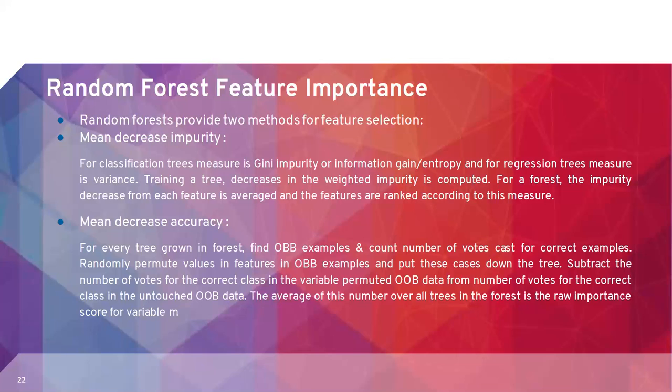Now, if after permutation there is no decrease, that means that attribute doesn't contain information, because permutation disturbs the exact data for a given example. So if permutation doesn't decrease the accuracy, that attribute has no information. The attribute which has the maximum decrease in accuracy, in the overall grand average over all the trees put together, this mean decrease in accuracy can be used as a feature importance measure.